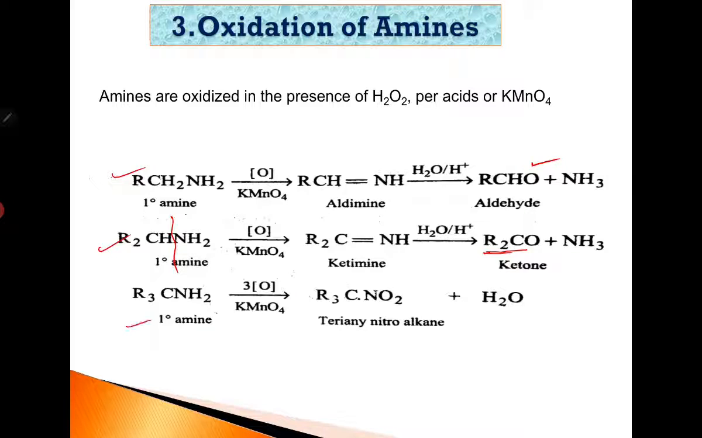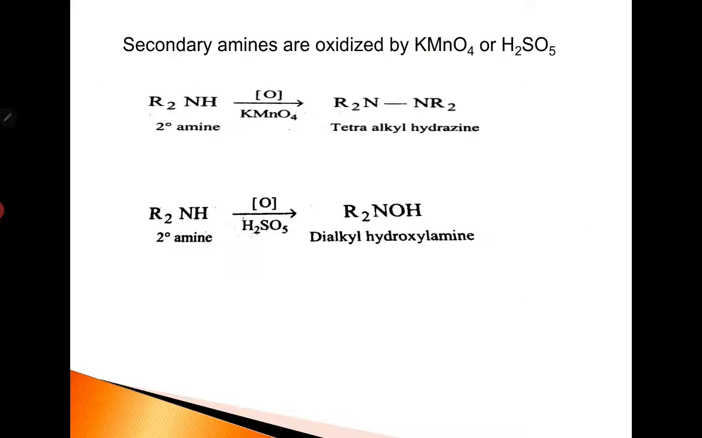And tertiary amines on oxidation give nitroalkanes. Mostly secondary amines are oxidized by KMnO4, potassium permanganate, or H2SO5, this is Caro's acid. If a secondary amine is oxidized with potassium permanganate, we get a tetraalkyl hydrazine as the product. And if a secondary amine is oxidized with Caro's acid, dialkyl hydroxylamine is obtained.